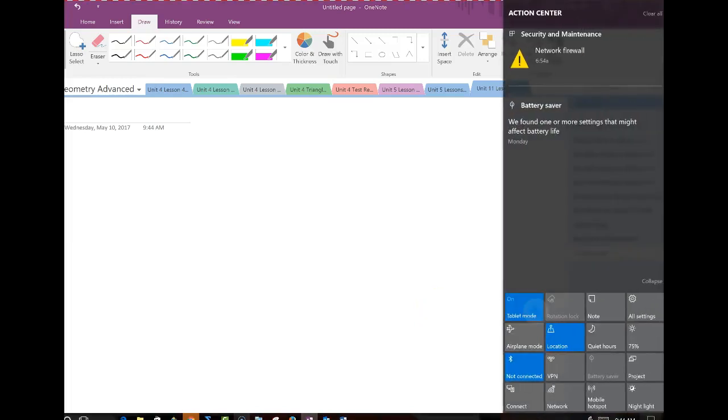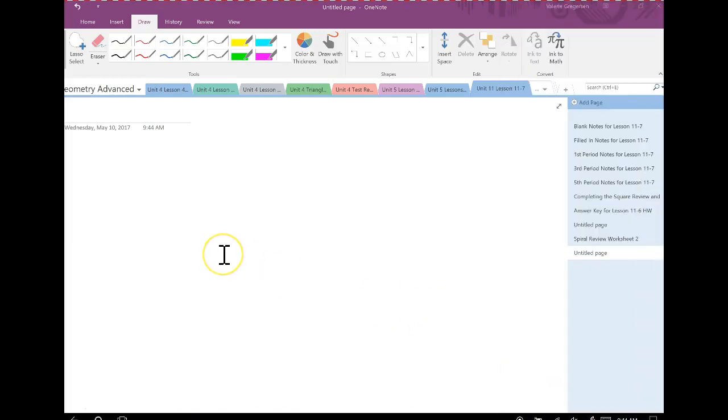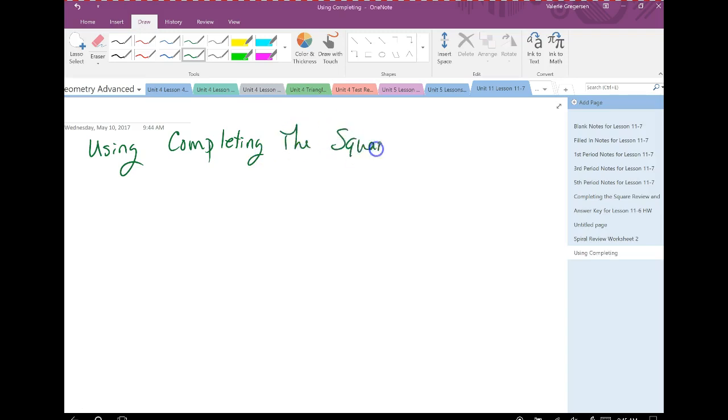All right, on the top of your paper, I need you to label it this way. Say using... we're going to do this one. So using completing the square to write equations of circles. All right, so we're going to use completing the square to write equations of the circle.